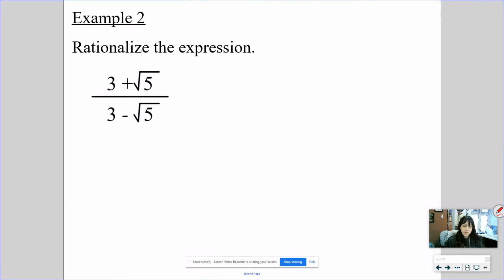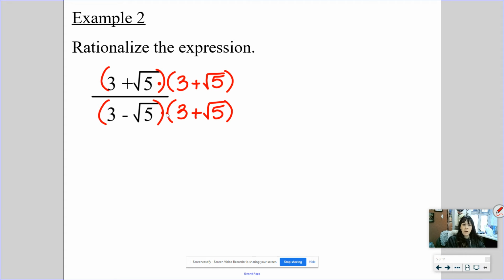Let's try another one. So here, just start with, I have a radical in the bottom. I need it to go away. So I'm going to multiply by the conjugate. Okay, you may also want to put these guys in parentheses so you know that they really kind of have to stick together. So we're multiplying here. All right, let's go through.